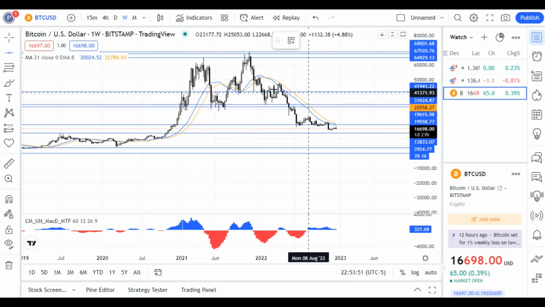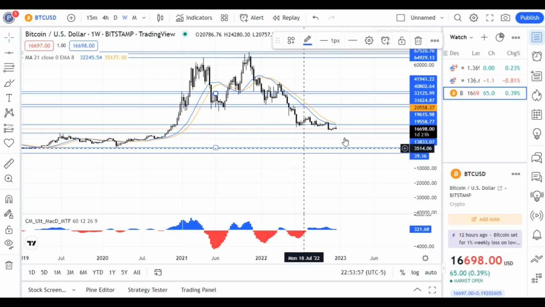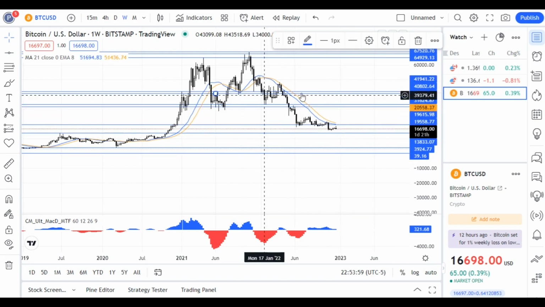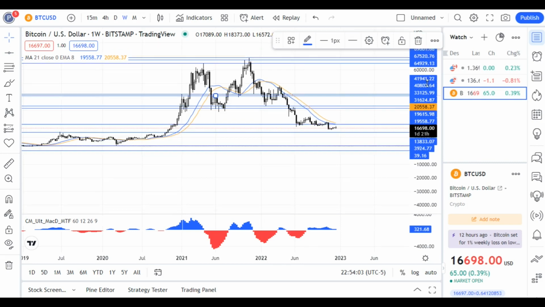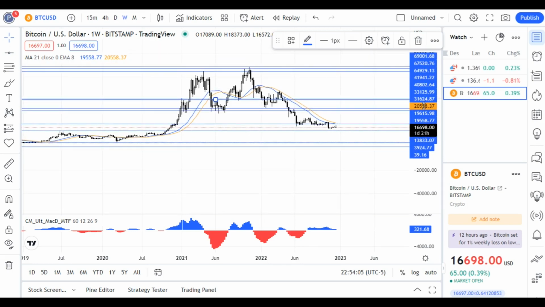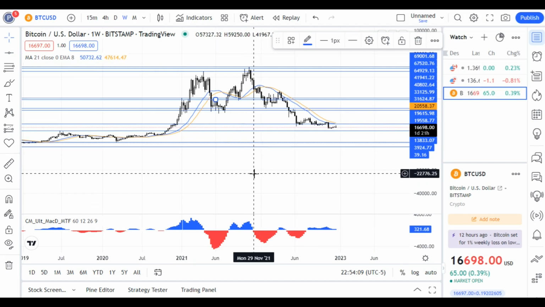Okay, as well as this end. Okay, so so far, yes, these are the levels we are getting in the weekly time frame on BTC USD.